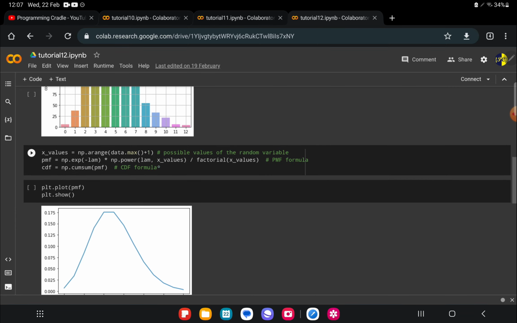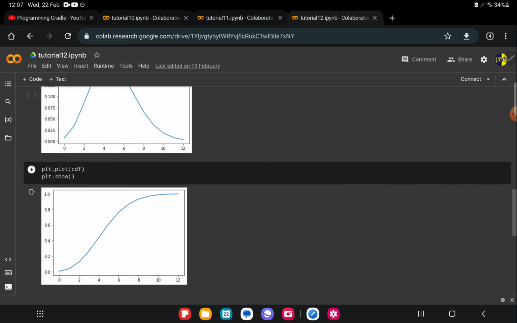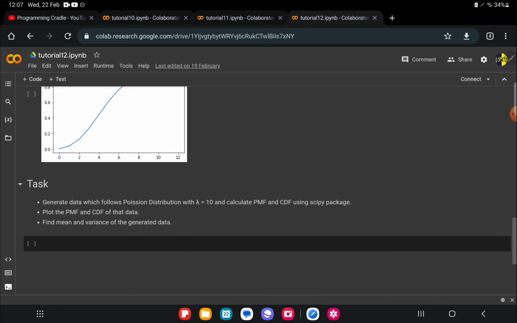But here I have used the formula, and you don't actually need to write the formula. You can simply use the SciPy package. So that's what your assignment or task will be. What you need to do is generate data which follows Poisson distribution with lambda equals 10. Here I have generated data with lambda equals 5, so you need to do it with 10. Then you need to calculate the PMF and CDF using the SciPy package. After that you will have to plot the PMF and CDF of the data, and also find the mean and variance of the generated data just to see whether they are equal or not.